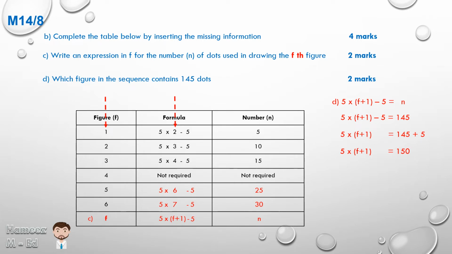And now what do we move across from the left side? We move the 5. The 5 is multiplying. As such, when we carry it across, it will be the multiplicative inverse, which means division. So we'll have f plus 1 is equal to 150 over 5, and we can solve for that. 5 into 150, that's 30. So f plus 1 is equal to 30. So what is f? We'll take the 1, which is adding, on the left-hand side, and when we carry it across, it will be the additive inverse, or subtraction, easier said. So f will be 30 minus 1, so f is equal to 29. As such, it is the 29th figure where we will be getting 145 dots.